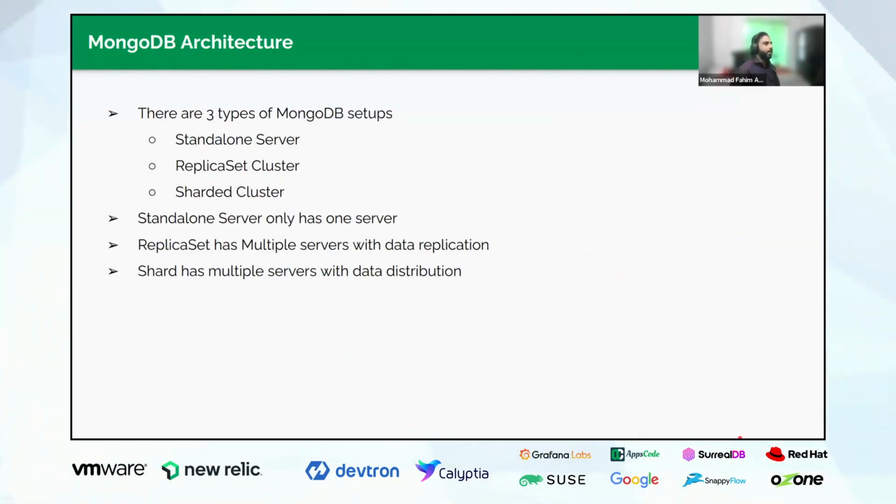So now the MongoDB architecture. There are three kinds of MongoDB architecture. One is standalone server, one is replica set, one is sharded cluster. So the standalone server is nothing but one which has only one server. A replica set has multiple servers, so the data can replicate on each other. And there is shard, which also has multiple servers, but the data is distributed on each of the shard nodes. So these are the three setups for MongoDB.